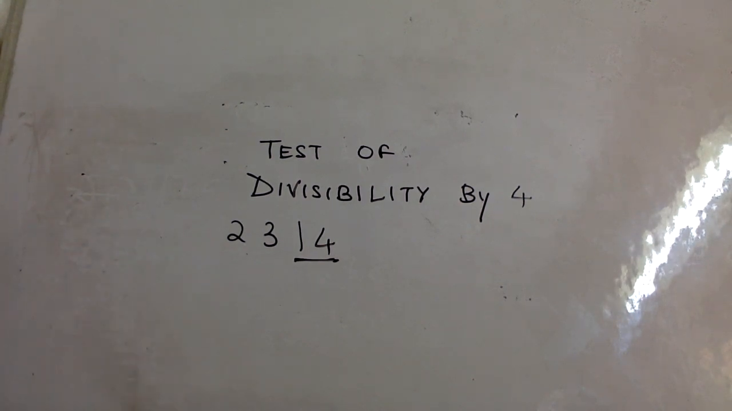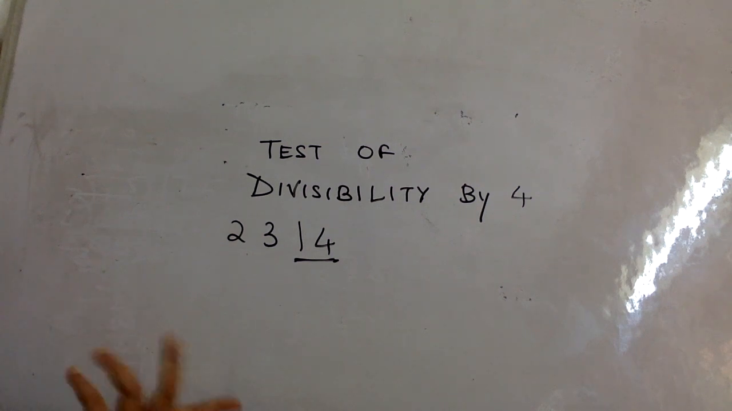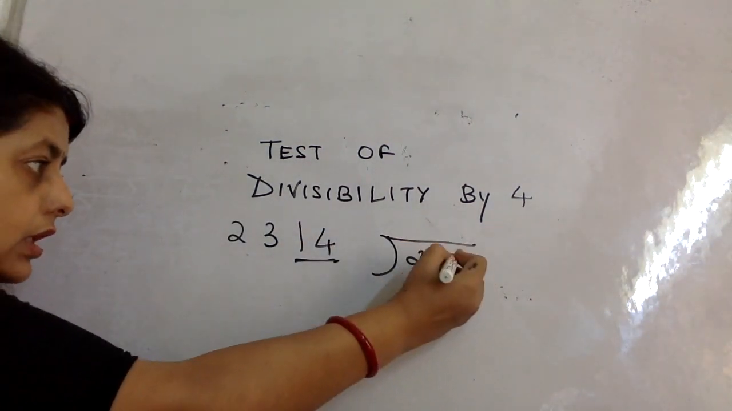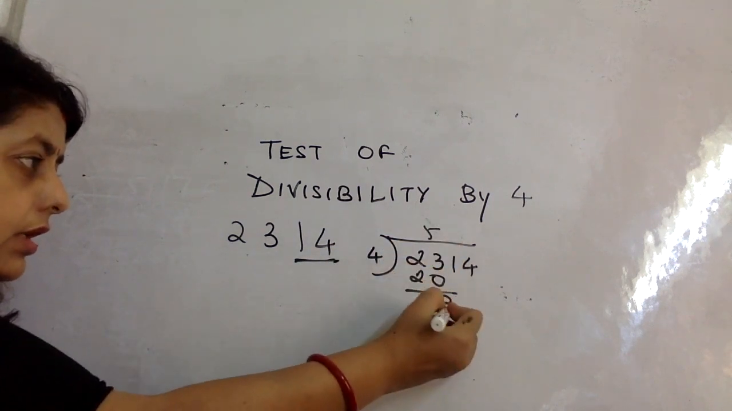4. Okay, the number 14 is not divisible by 4. 12 is divisible, 16 is divisible, but 14 is not divisible. So the number is not divisible by 4. Shall we check it? 2, 3, 1, 4. 4, 4, 5s are 20. Then 3, 0.